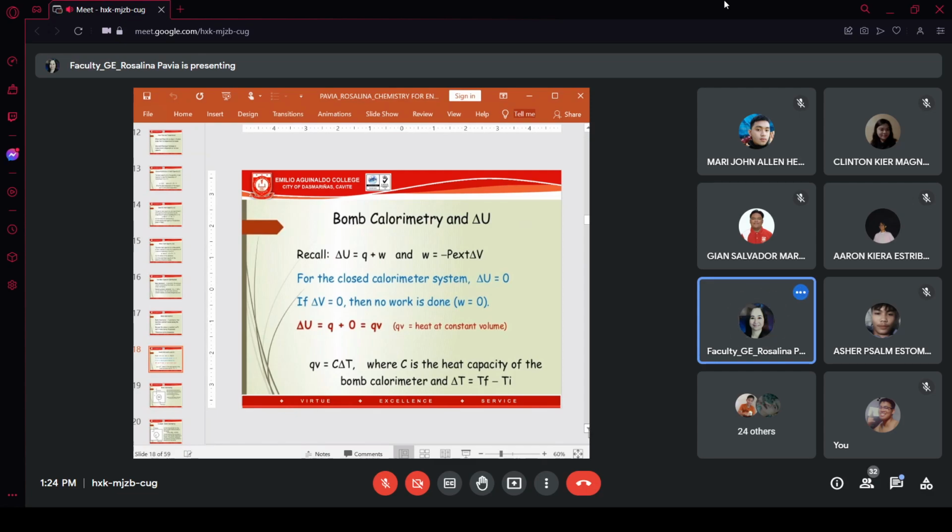Naintindihan? Ma'am, pwede ba pa ulit, ma'am? Diba, yung sabi mo nga yung W is 0, kasi constant volume tayo sa bomb calorimeter. So, pag 0 ang W, yung formula mo na lang is delta U equals Q, which is the heat at constant volume. How are you going to get the value of Q, which is also delta U? Gagamit ka ngayon ng Qv is equal to m c delta T. Okay? I-incorporate mo dito yung mass ng substance.